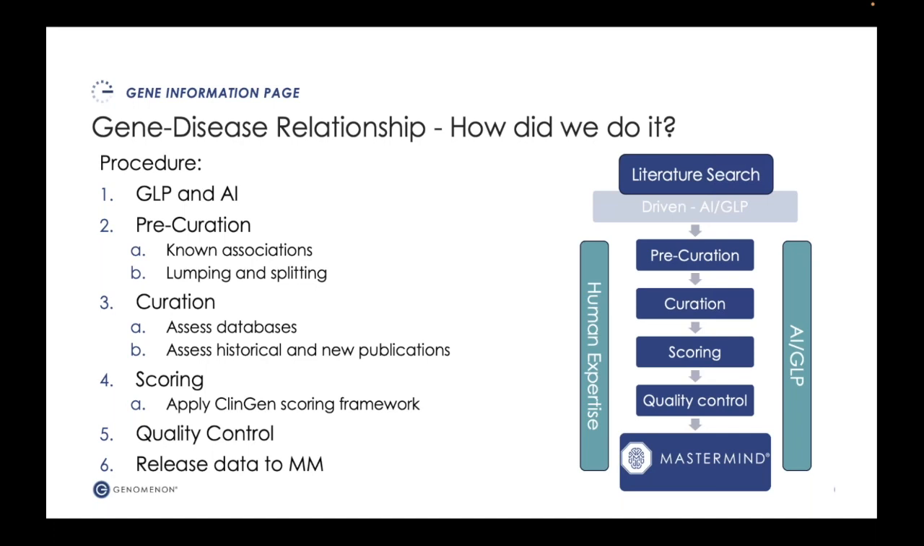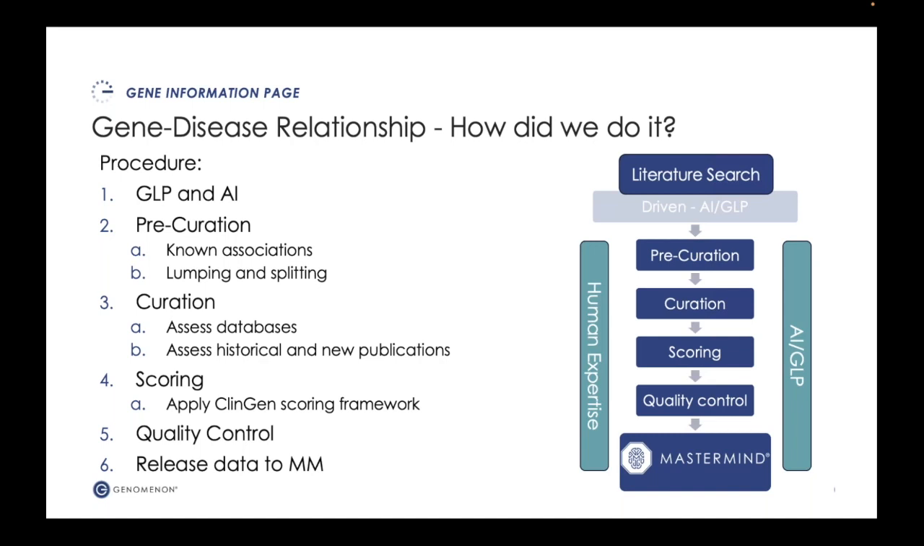If you're familiar with ClinGen's guidelines on how to perform this procedure, it's essentially identical. The first step of our procedure is that our genomics language processing and AI has built out an infrastructure that organizes the literature to enable our human experts to perform every other component of this process. Next we begin pre-curation, where curators first look at the known associations, if there are any. Again, we look for everything that's already known about that condition and make sure we are aware of those things.